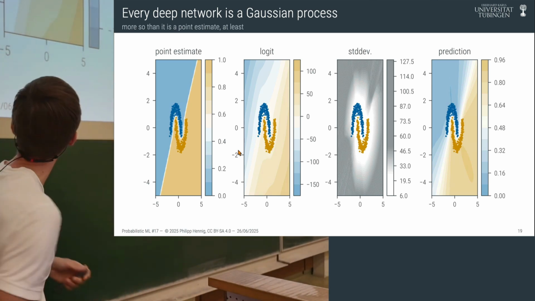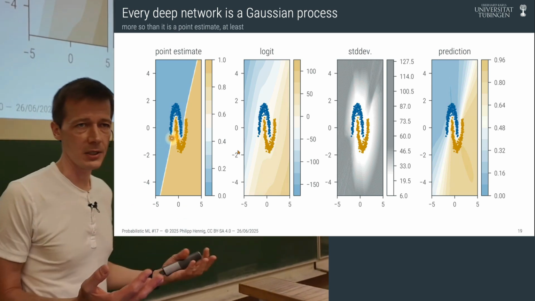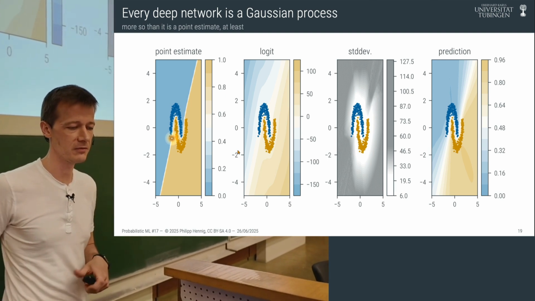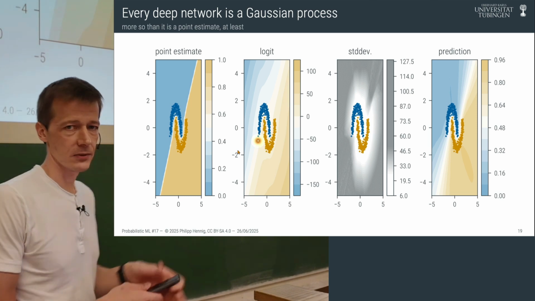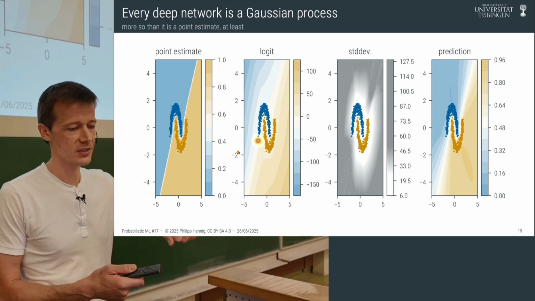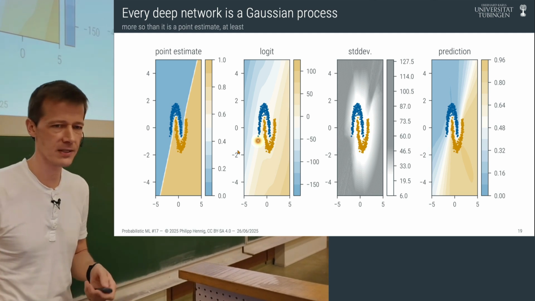What you see on the left is what you would get for this data set if you don't do anything Bayesian. That's just your point estimate. That's the posterior mean function. The corresponding logits look like this, right? So that's the inverse of the logistic. It's just the same function, just without the softmax at the end.